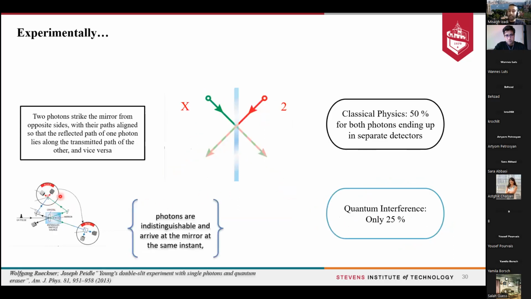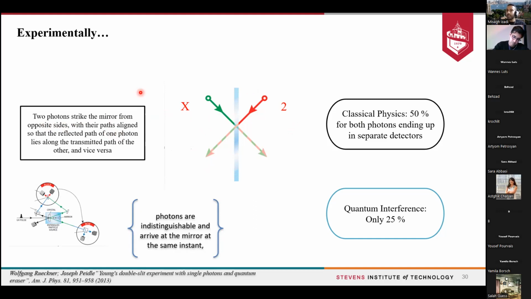Now, let's go back to Alice's setup here. If you look at this setup, this is exactly this picture here. We know that she already has photon X and photon 2. And this is a semi-reflecting mirror, or beam splitter, here. Photon X comes from this side and photon 2 comes from this side. Alice has to do the superposition of these photons, but now experimentally. These two photons, as you see, strike the mirror from opposite sides, right? And they pass along a line so that the reflected path of one of the photons lies along the transmitted path of the other one.